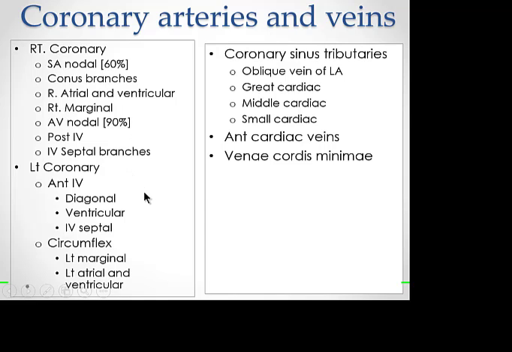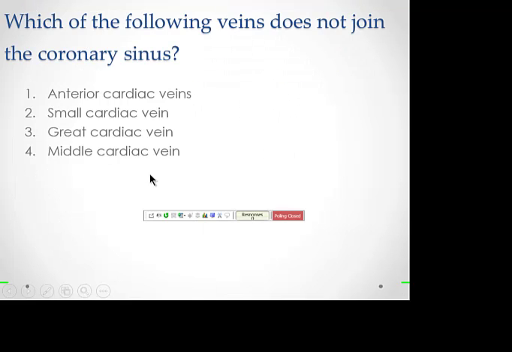Okay. Whenever we give you any of these branches of an artery or tributaries of a vein, this is what is commonly seen, but there are always variations, so it's not necessarily typical. So this is what is seen. So let's answer this question. Which of the following veins does not join the coronary sinus or does not drain into the coronary sinus?